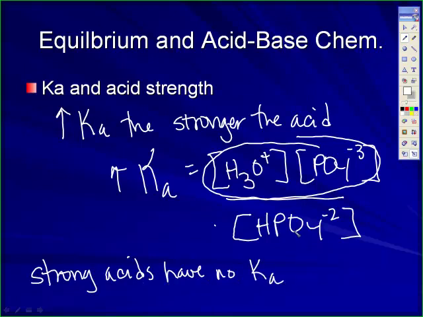Because it's going to 100%, so this bottom number would be 0. There would be no unionized acid. It would all be this. It'd be a number divided by 0, which is undefined. But if it's getting closer to this original number, that means it's a large percent ionized, so you'd have a larger Ka. So they're all weak acids, but you can have stronger weak acids.